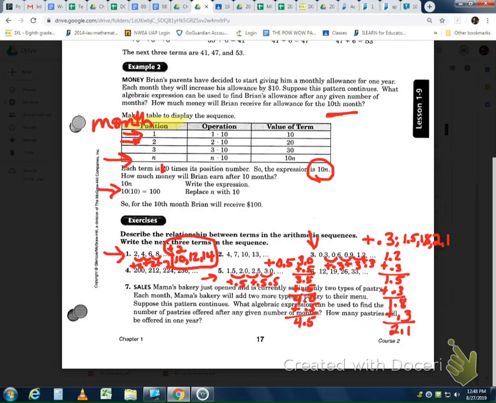What was the first one? They ended up with 3.0, so the next one is, what is it? 3.5, and then 4.0, 4.5. Those were the next 3 terms, and the description is adding 0.5. Okay, questions about that?